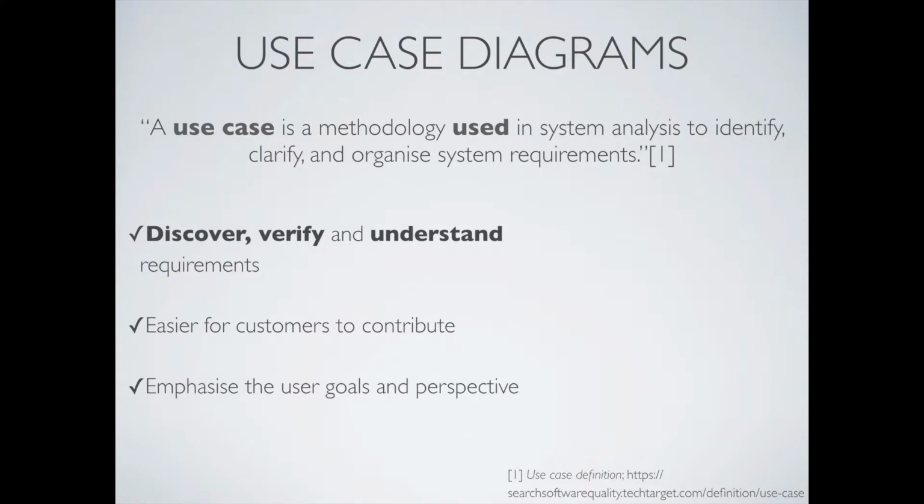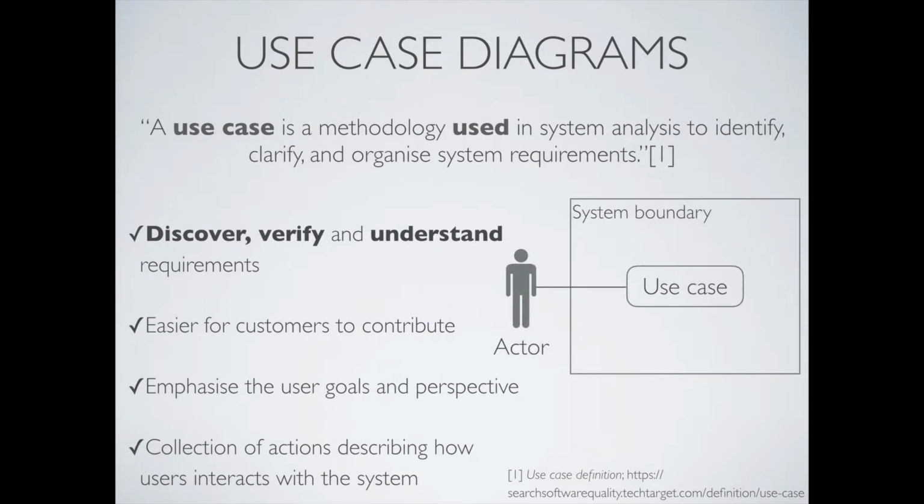It illustrates the system as a collection of actions describing how users interact with the system and what the underlying processes are. On the right, you can see a scaled-down illustration showing the different components of the use case diagram. We have two main components, the use case and the actor, and we have the system boundary defining the boundaries of the system. So let's talk about the actor.